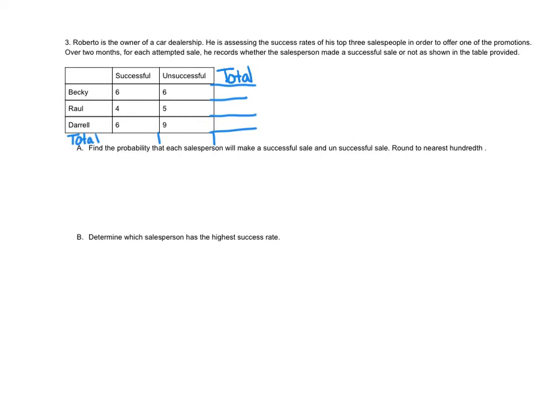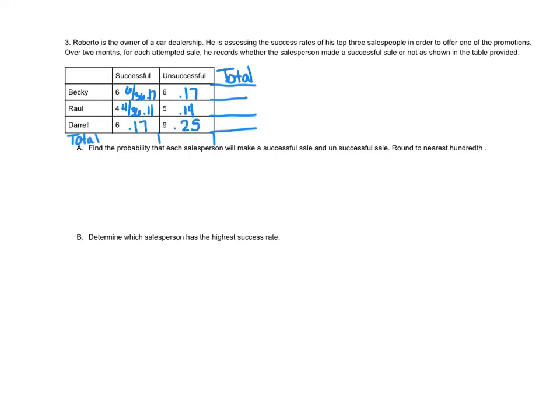So 6 over 36 is 0.17. That's going to be the same 0.17. 4 over 36 is 0.11. 5 over 36 is 0.14. 6 over 36, like we have before, is 0.17. 9 over 36 is 0.25.